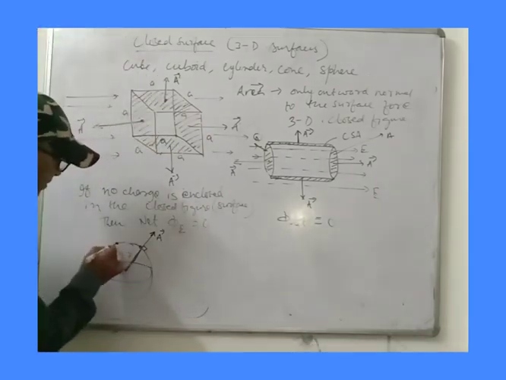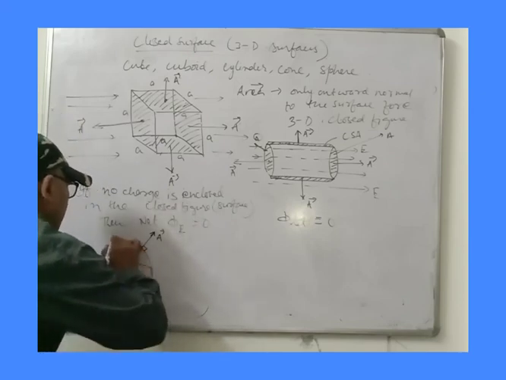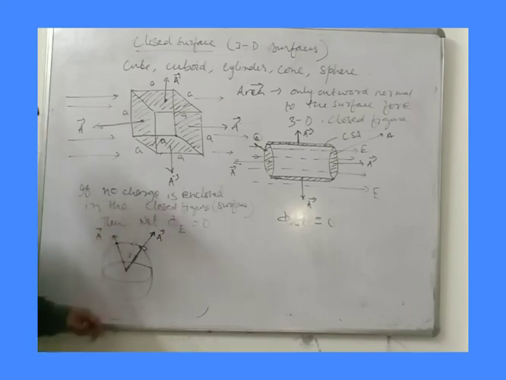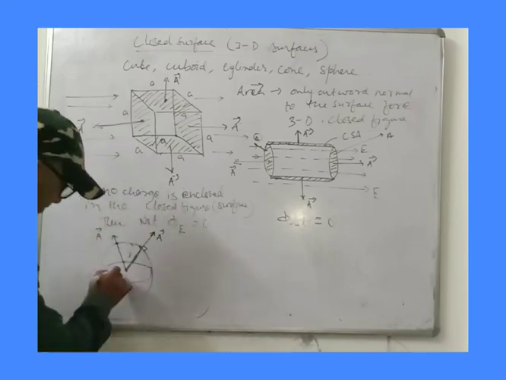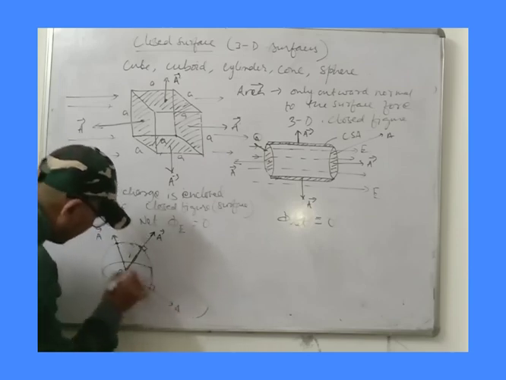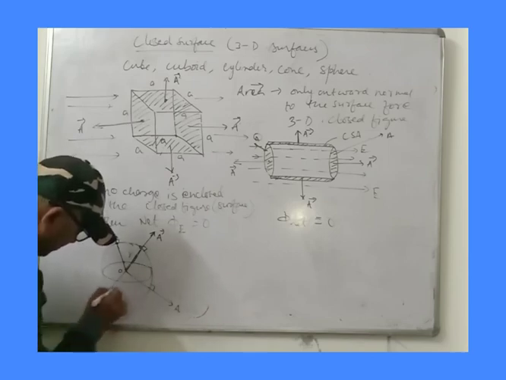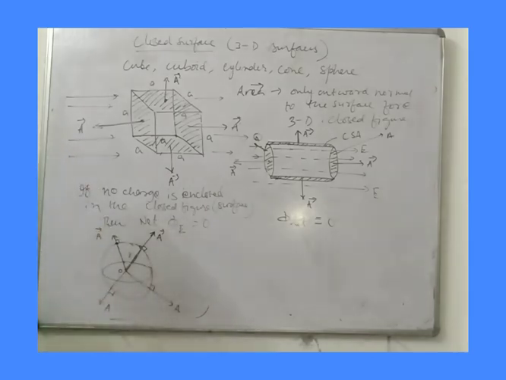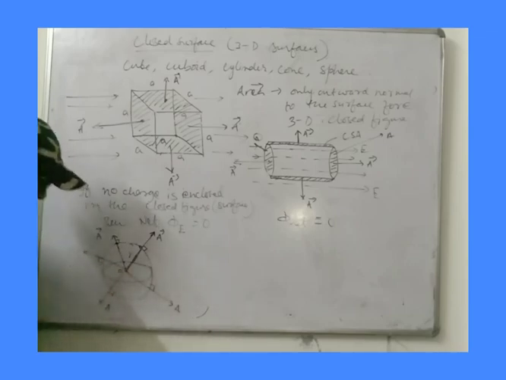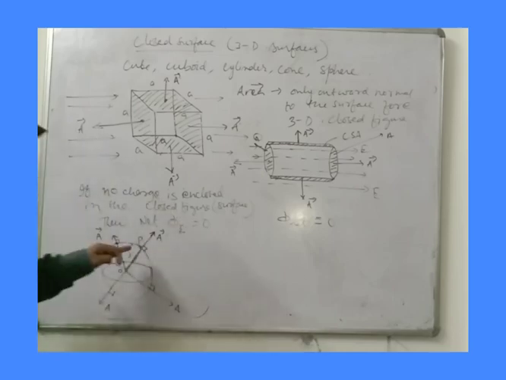If you take here like this, this is also an area vector. Clear? Okay. This center. If you take this way, this is also an area vector and this is perpendicular. This way also, area vector perpendicular. This is also an area vector, perpendicular. Now, suppose this point is P.